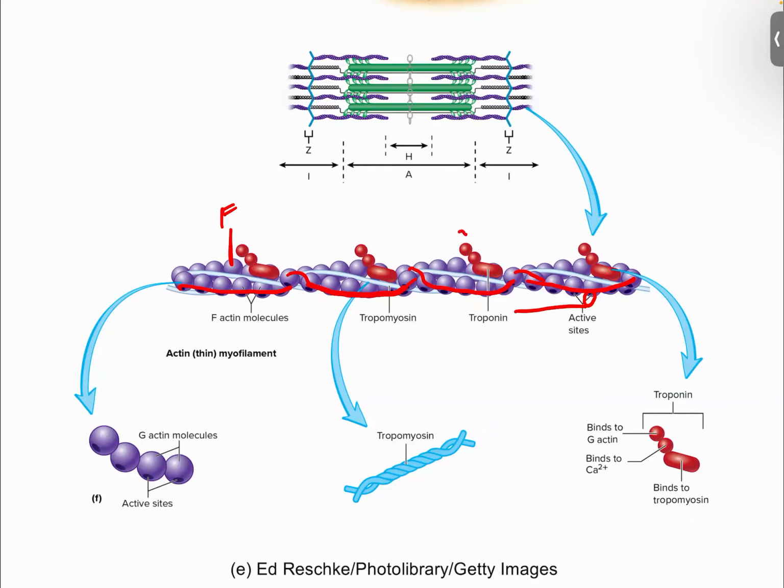So this is your troponin. Notice you have here the connection to your tropomyosin. So this is your tropomyosin binding area. This one up here is going to be your actin binding area. And this one here is your calcium binding area.